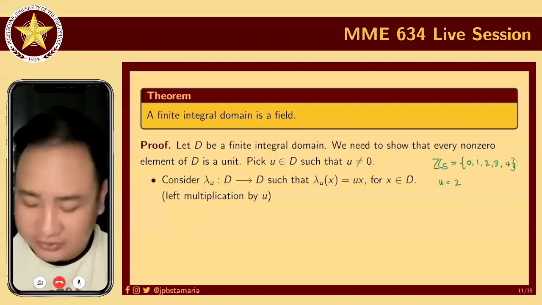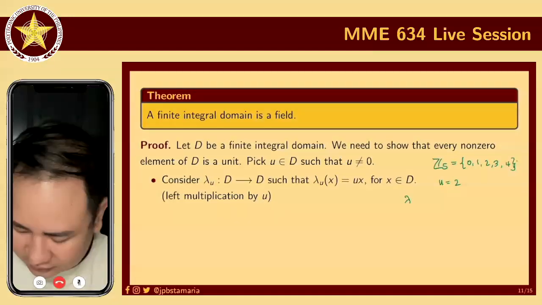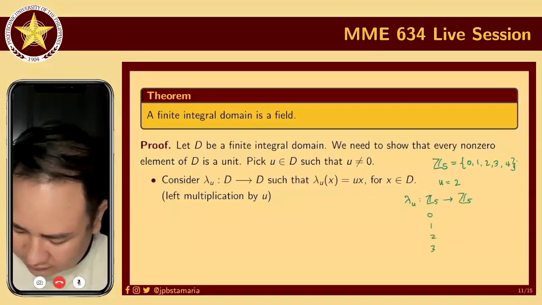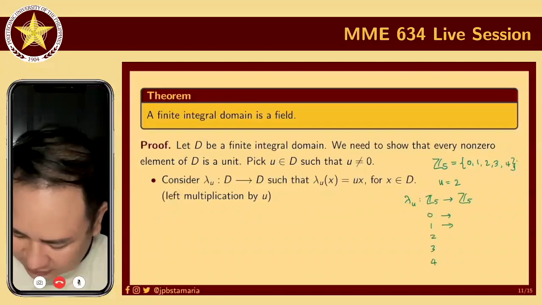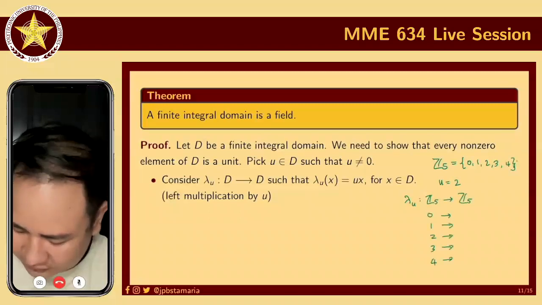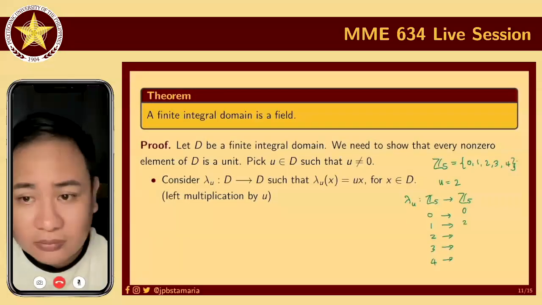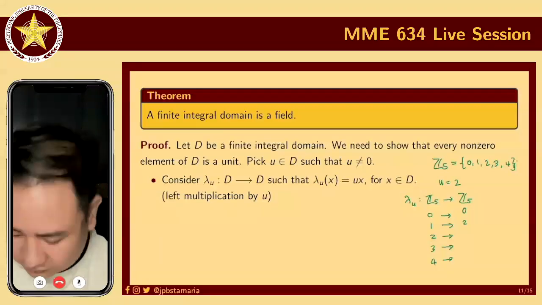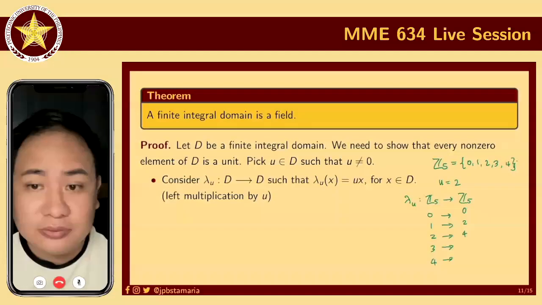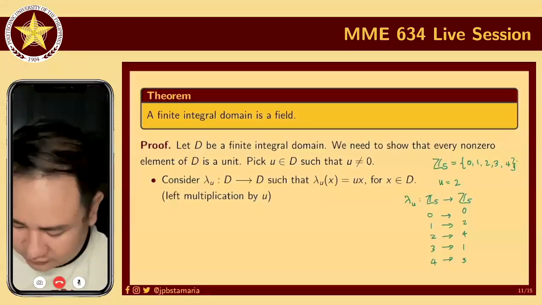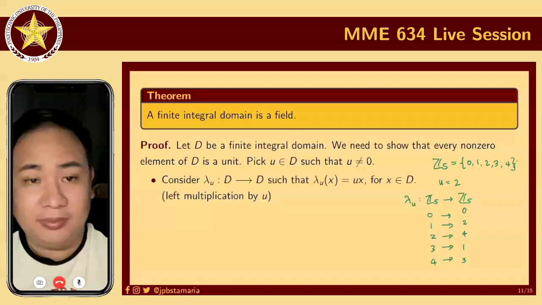I-construct mo yung lambda u. Paano ginagawa yung lambda u? Ganito. 0, 1, 2, 3, 4. Ang gagawin mo, multiply mo lahat sa kaliwa by 2. 0 times 2, 0. 1 times 2, 2. 2 times 2, 4. 3 times 2, 1. 4 times 2, 3. Nakuha nyo ba?